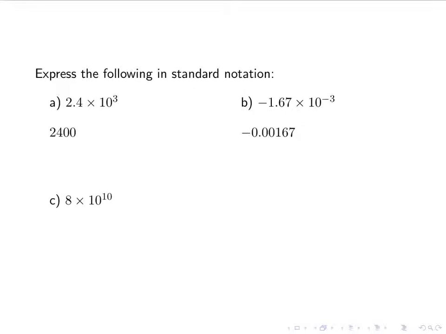So as another example, 8 times 10 to the 10th. So I'm going to take my 8 and then move the decimal 10 places to the right to make it a really, really big number. And I see that that is, again, 8 followed by 10 zeros in this case. So it's a very large number. And again, if you count them, you'll see that there's 3, 6, 9, 10 zeros that I added to the end of it.